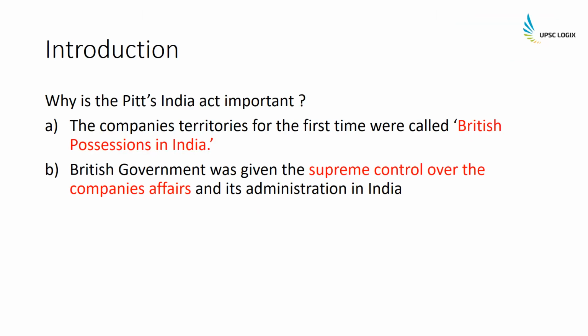So let us have a little introduction about the Pitt's India Act, why this act was important. Number one was the company's territories for the first time were called British possessions in India. And number two was the British government was given the supreme control over the company's affairs and its administration in India. So it was through this act the British government took over the company affairs. And this was the first time that the company's territories were called British possessions in India.